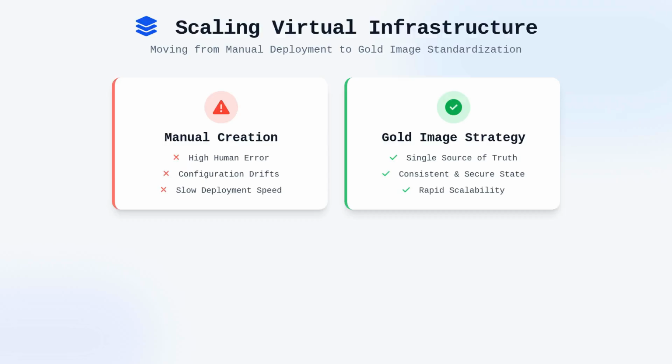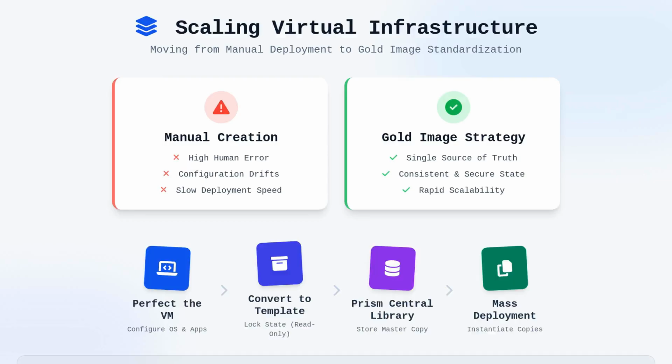By maintaining a single source of truth for your workloads, you ensure that every deployment starts from a known, secure, and pre-configured state. This workflow is central to scaling operations because it decouples the base infrastructure requirements from the specific application roles assigned to a guest OS. Once a virtual machine is perfected, you convert it into a template, effectively locking its state so that it can serve as a read-only progenitor for future instances.